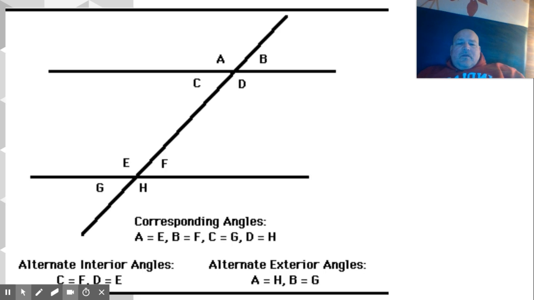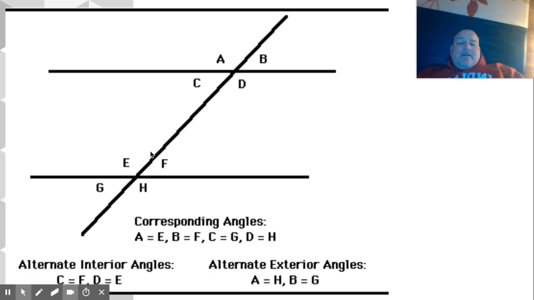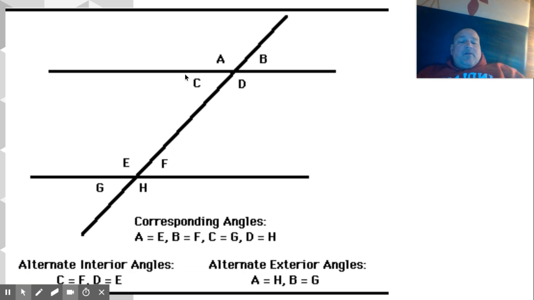Take a look at this diagram. A and E are the corresponding angles. They occupy the same position. A and E are above the coplanar lines, and they're left of this transversal. Just like B and F are to the right of the transversal and above the coplanar lines, C and G, D and H. Imagine if you could come through here and pick this part of this coplanar line up and set it down on the other. It would fall exactly on top of each other.